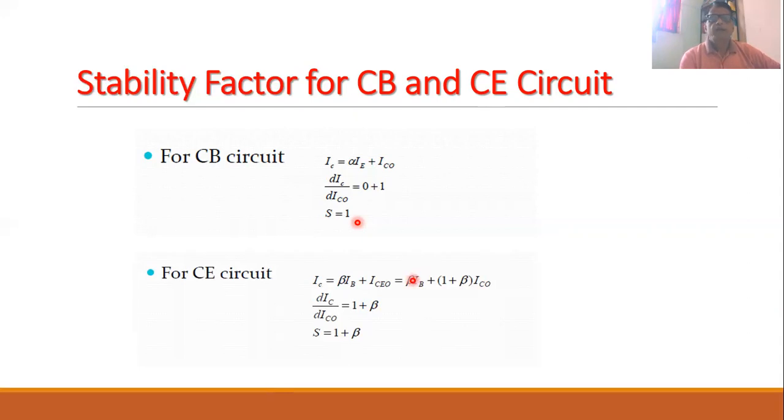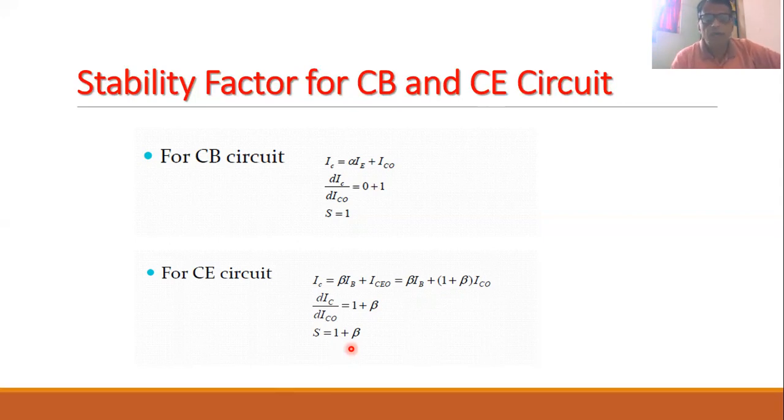Now, the stability factor can also be determined for common emitter circuit. In case of common emitter circuit, we know that the collector current IC is equal to beta times IB plus (1 plus beta) times ICO. Again, if I differentiate this equation with respect to ICO, then dIC upon dICO is equal to 1 plus beta, because the first term will give 0 and the second term will give the value 1 plus beta. Therefore, the stability factor for common emitter circuit S is equal to 1 plus beta.